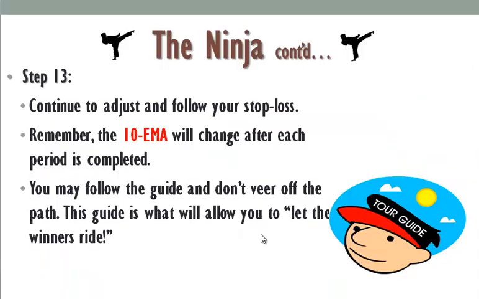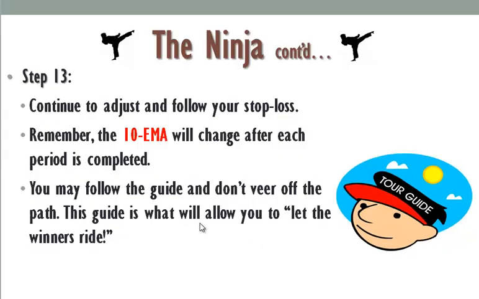And then step 13, we already saw play out. It's not really anything special. It's just simply telling us to continue to adjust that stop loss. The 10 EMA is going to change after the period. And really the best way to look at it is, and I probably should have done the slide first, the 10 EMA, or whatever stop loss moving average you decide to use, is like your tour guide. So you need to follow your guide. The guide's going to keep you on the path, and as long as you're on the path, it's going to be the path of profitability. I like that. I just came up with that right now.